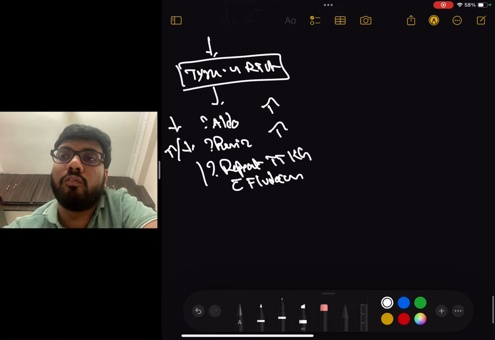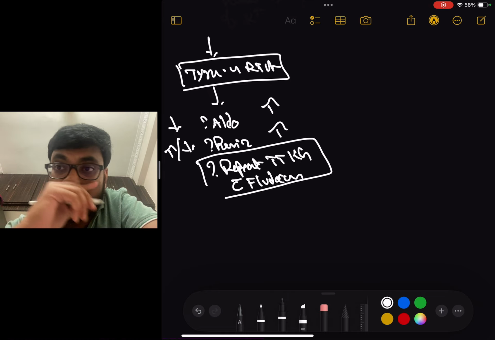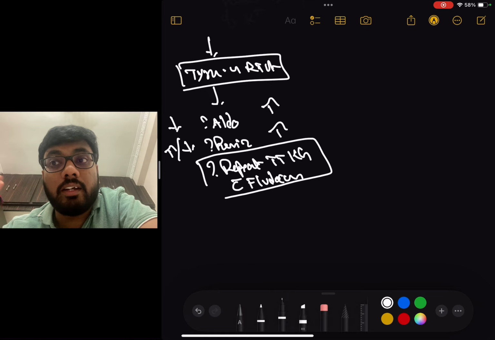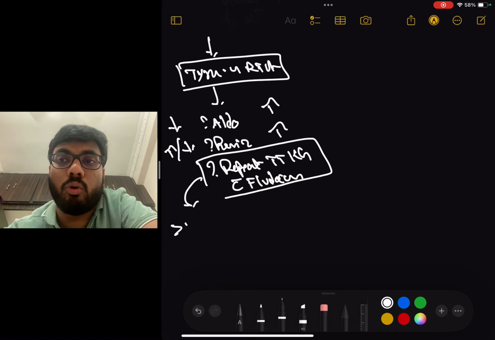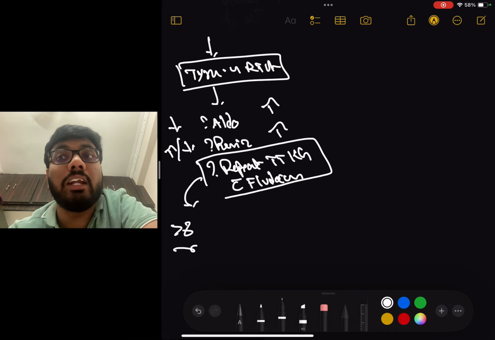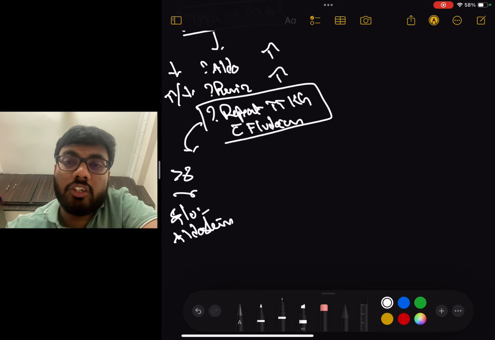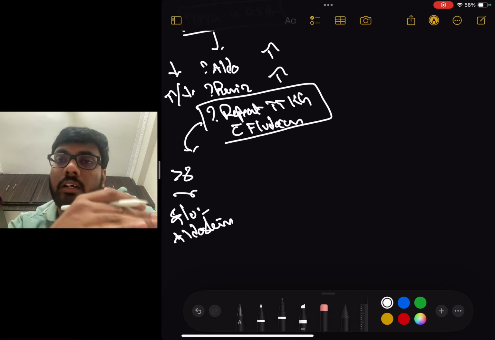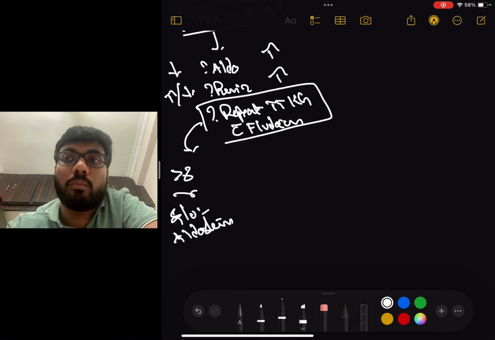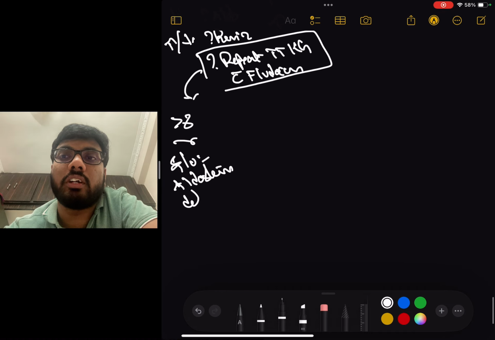But if you give fludrocortisone, that is a mineralocorticoid, and the TTKG is normalized, that is, more than 8, what does that mean? It is suggestive of aldosterone deficiency. That's because it acts on the aldosterone receptor, opening the ENaC channel, causing what? Excretion of the potassium. That's why the TTKG is normalized, and that's why it is suggestive of aldosterone deficiency.